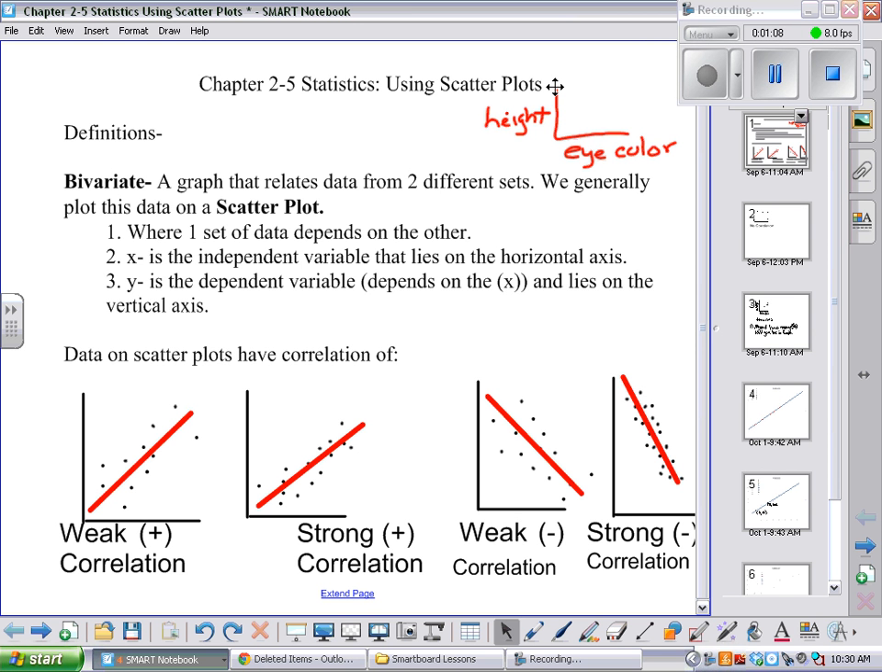X represents your independent variable that lies on the horizontal axis, and then Y represents your dependent variable and lies on the y-axis.